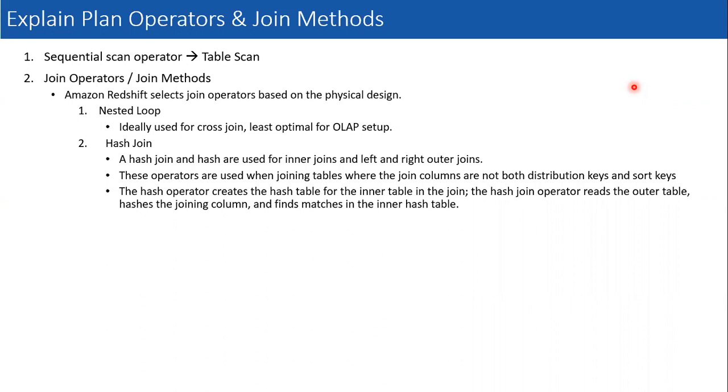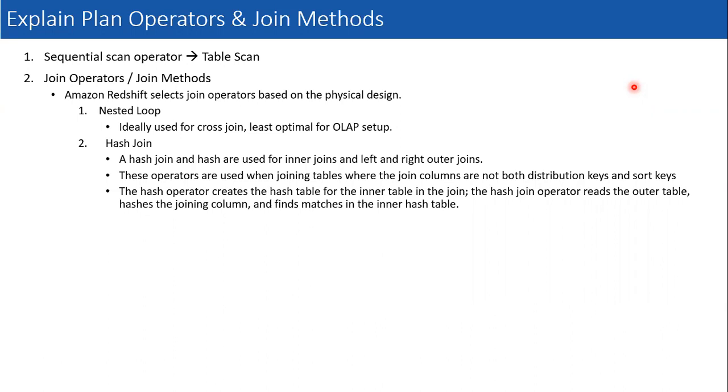The inner table, by convention, should be small in size. The outer table can be a large one. The inner table will be hashed, and then the outer table will be hashed. They will be joined together, and then the result will be provided to the client. So that's how hash join works. It is going to hash and then join, and that's why it is known as hash join.